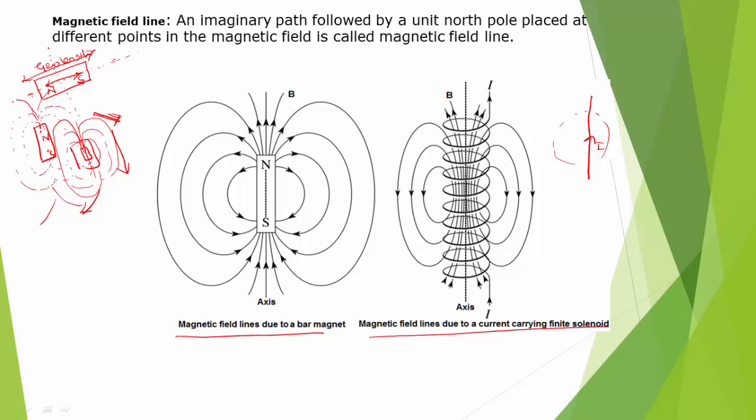What are the properties of magnetic field line? Magnetic field lines start their journey from north pole to south pole. Magnetic field lines start their journey from north pole and reach the south pole externally.